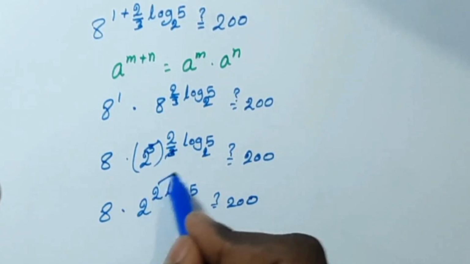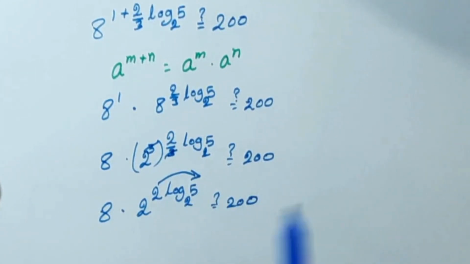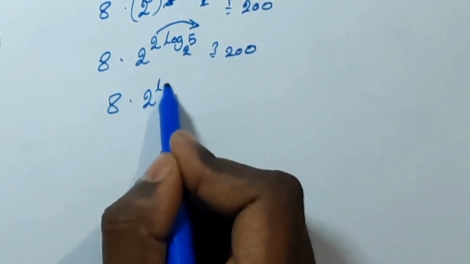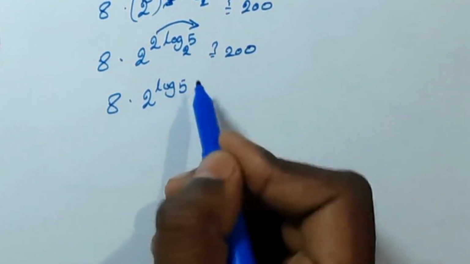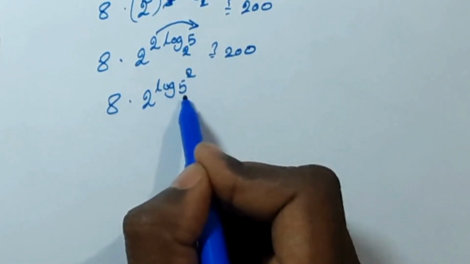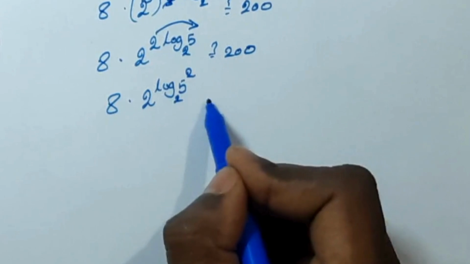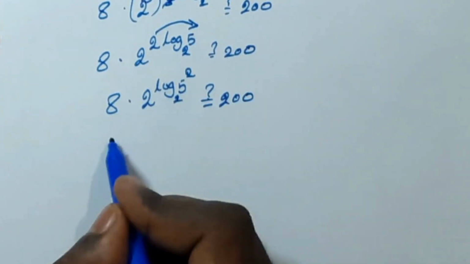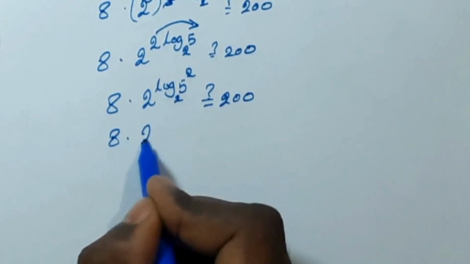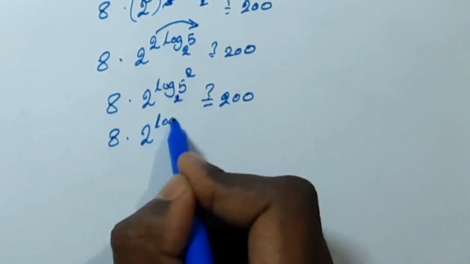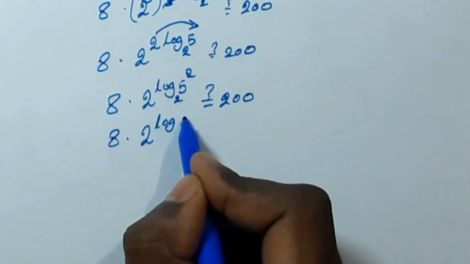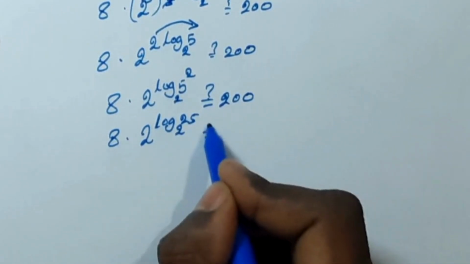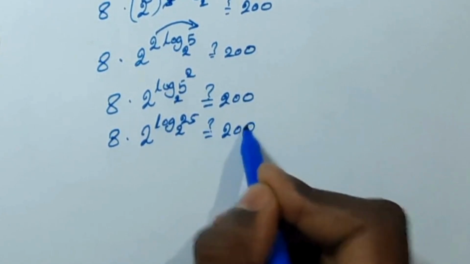As per the power log formula, this 2 comes here. So 8 times 2^(log 5^2 base 2) = 200. This 5 squared is 25, so 8 times 2^(log 25 base 2) = 200.